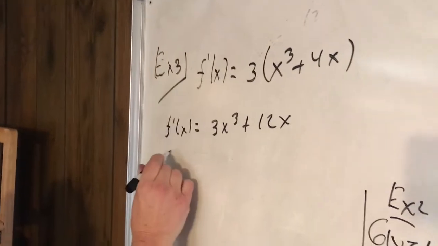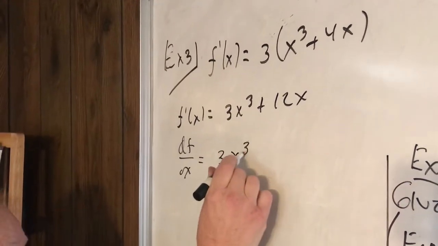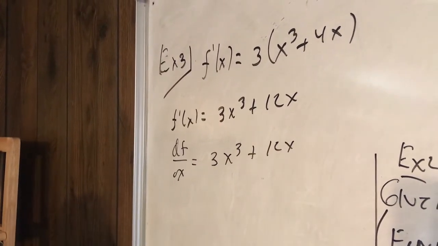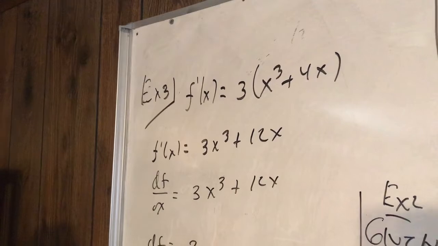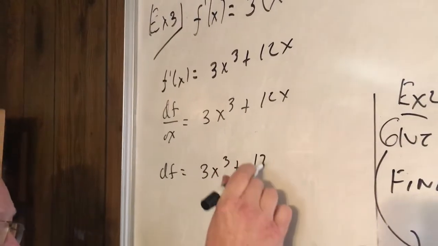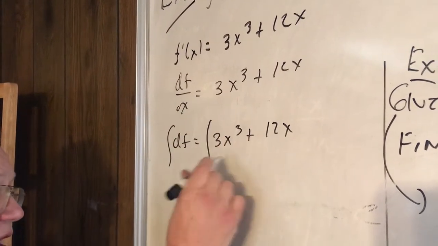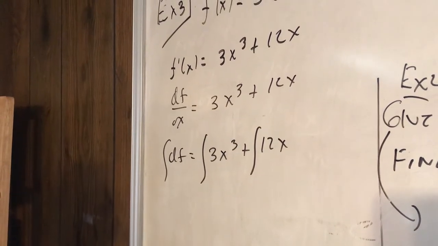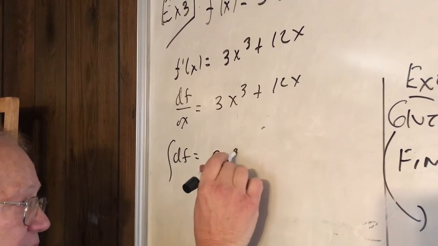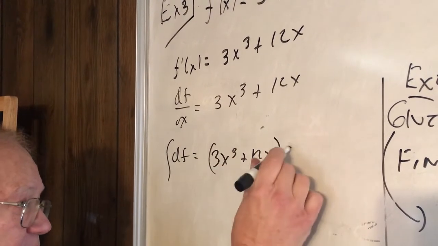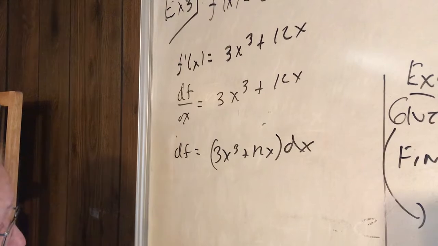Now I can rewrite this as what the derivative really is. Multiply both sides by dx. Put your integral sign on. Now your integral sign has to be put on both parts. dx. And I forgot the dx, thank you. 3x cubed plus 12x times dx. We won't put the integral sign on yet. So now we want to distribute the dx.